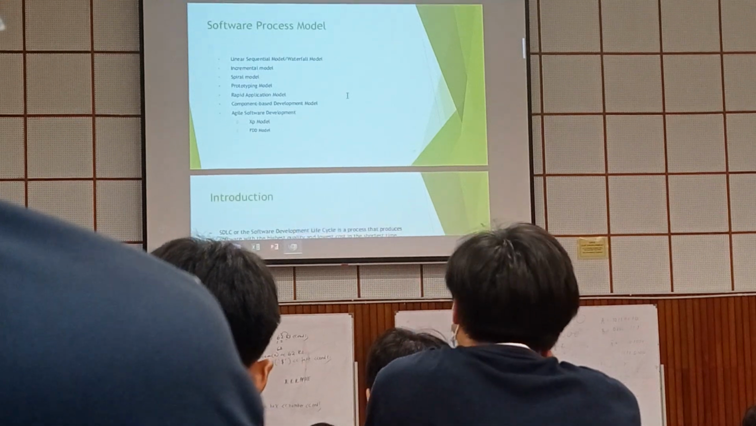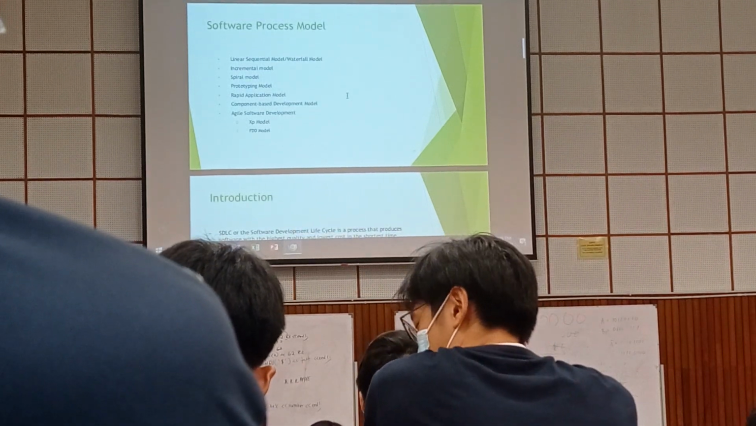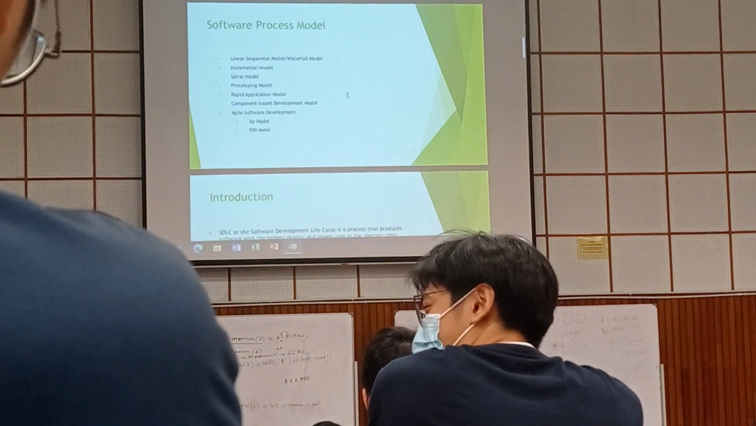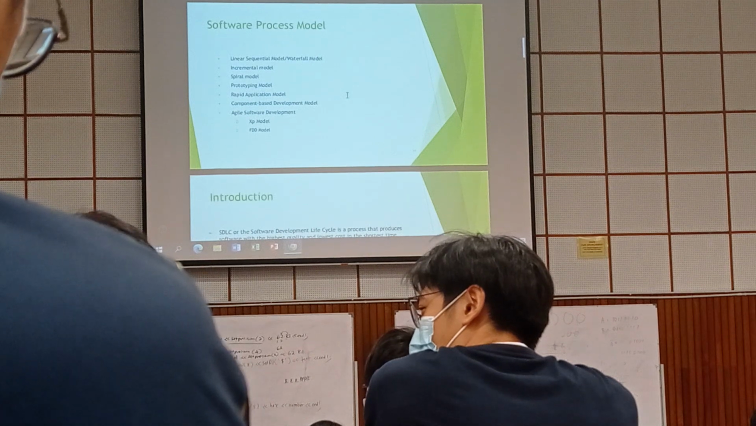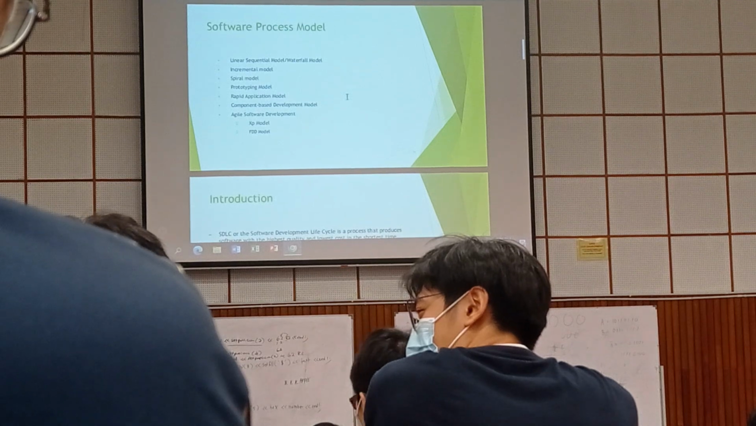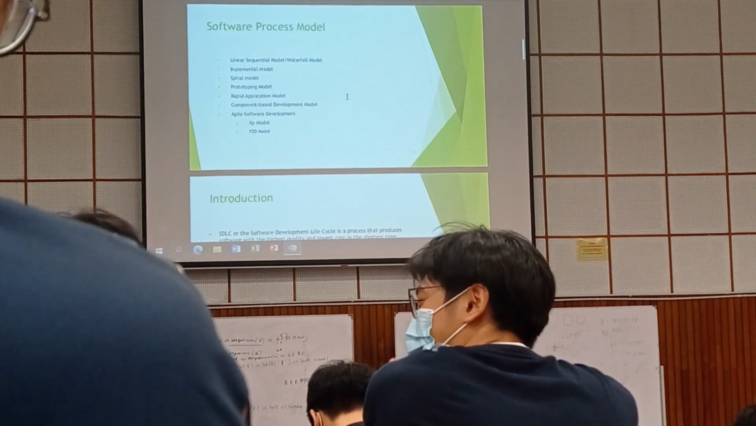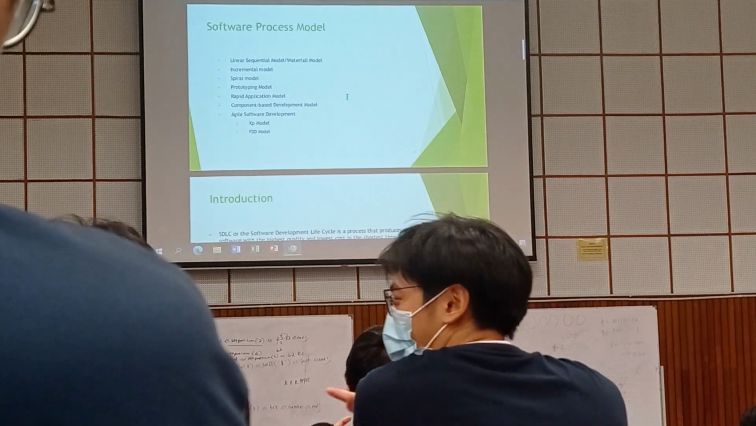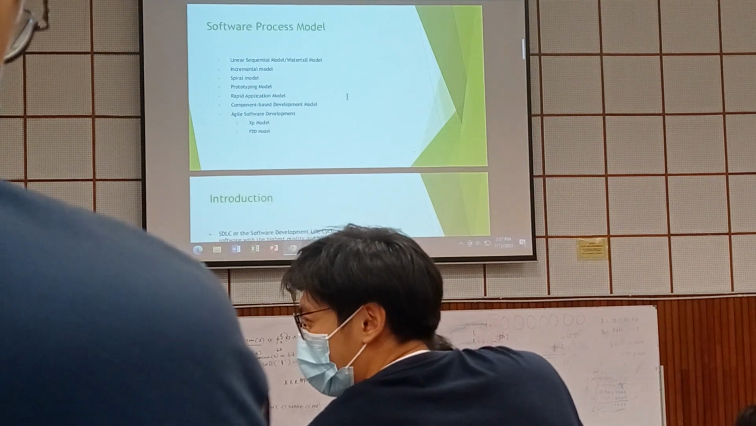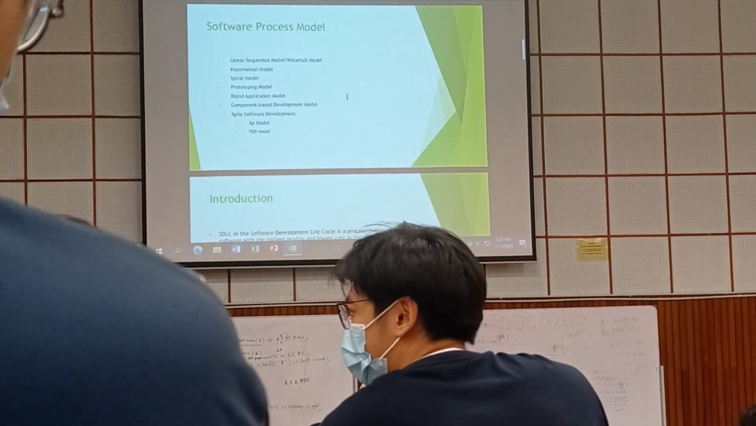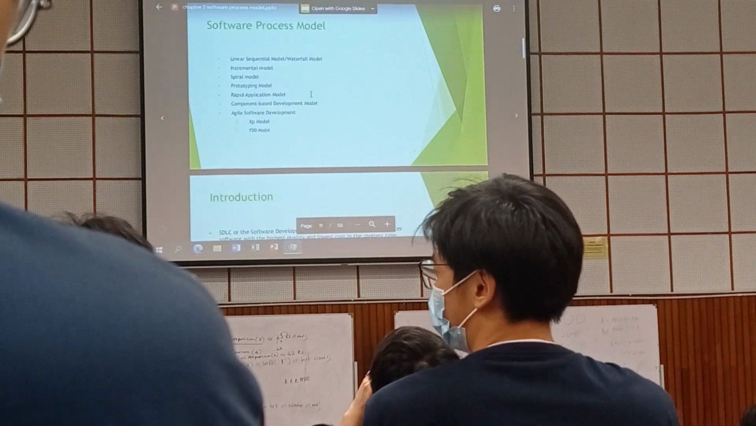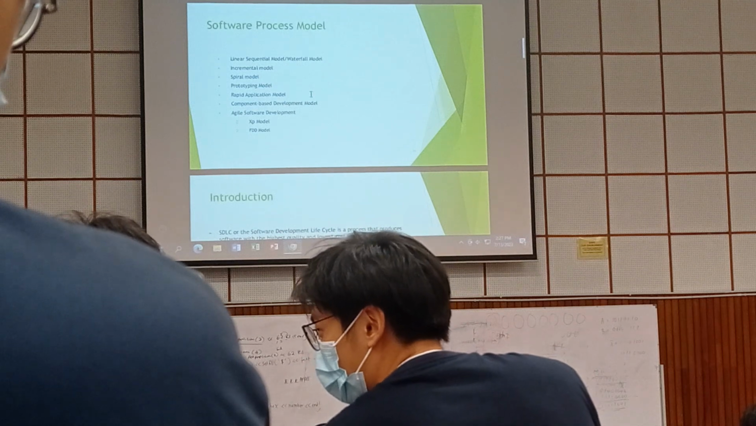We have many, but these are the most famous. The first one is the linear sequential model or waterfall model. The waterfall model is a traditional software process model. People nowadays are not using the waterfall model. If you talk about the waterfall model, people will ask you what is that. That is a very old type. Now people are moving forward to agile. But anyhow, we will discuss the waterfall because you have to know what the waterfall is about.